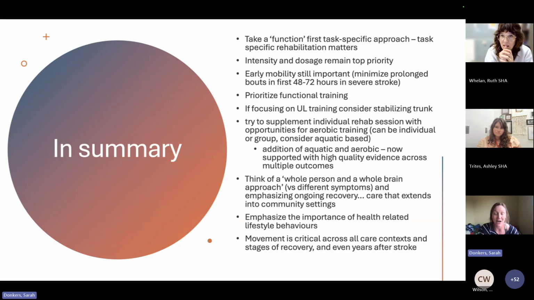Try to supplement, try to get people into rehab. Let's start there, right? Regardless of the setting, we want all people post-stroke, ideally within the 3 months post-stroke, to be getting the opportunity to train.